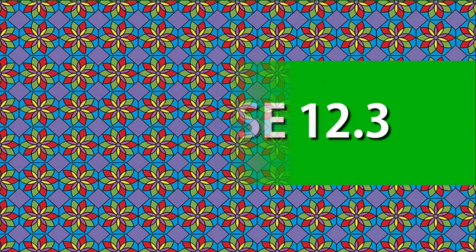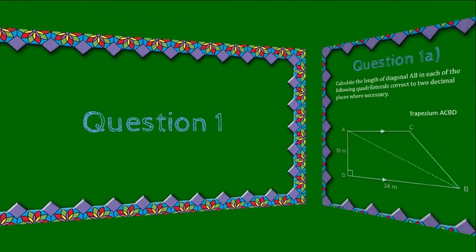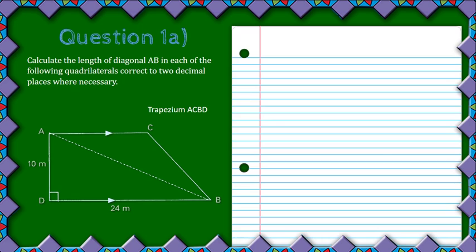Exercise 12.3. We start with question 1. Question 1a says calculate the length of diagonal AB in each of the following quadrilaterals, correct to 2 decimal places when necessary. Now we have a trapezium over here and we need to calculate this diagonal AB.